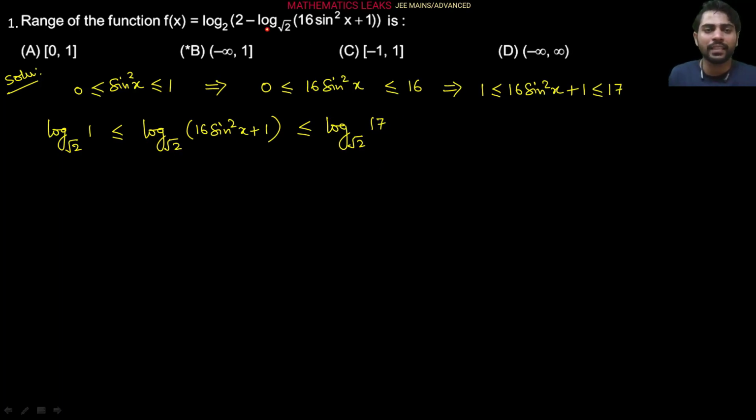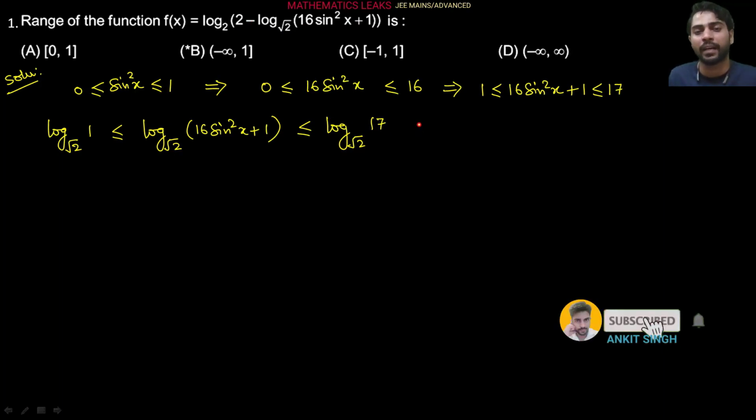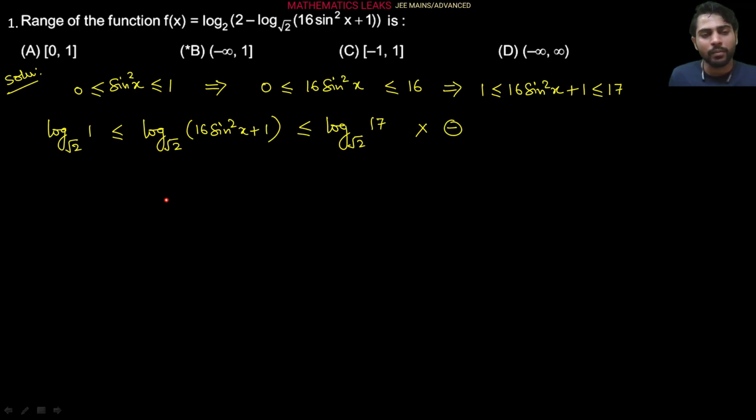Now we are observing that this log base root 2 of (16 sin²x plus 1) has a negative sign. So here I am going to multiply by a negative sign, everybody, right? So this quantity will become minus log base root 2 of (16 sin²x plus 1). And now, due to the multiplication by minus, the inequality sign will change.